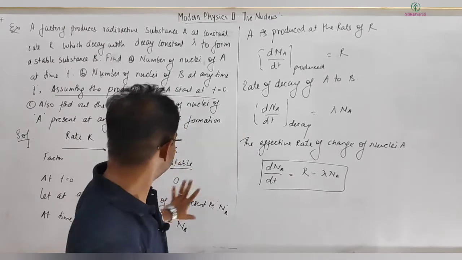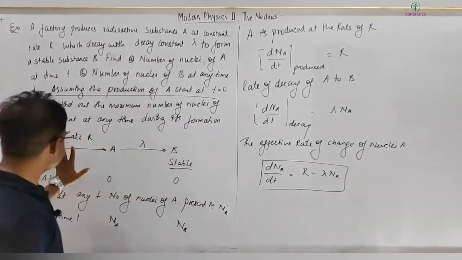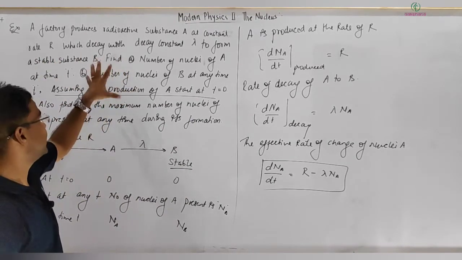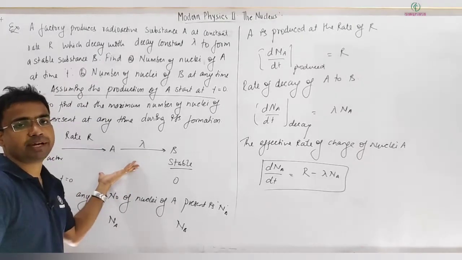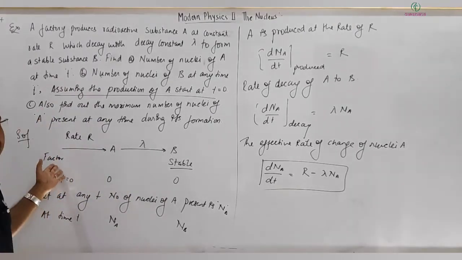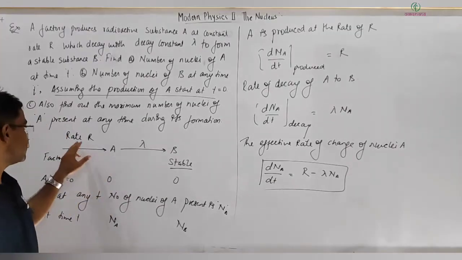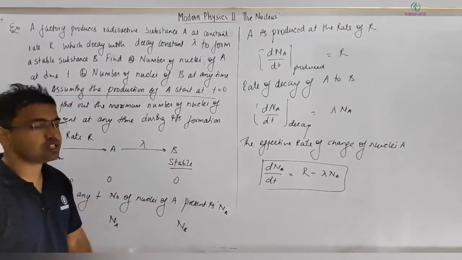So I hope everything is clear up to this step and there should not be any confusion. The problem given in the question, we have just written it symbolically, to show what is actually happening in the factory. From raw material, A is being produced at a constant rate R. A further decays to stable nuclei B. So finally B is also being produced.